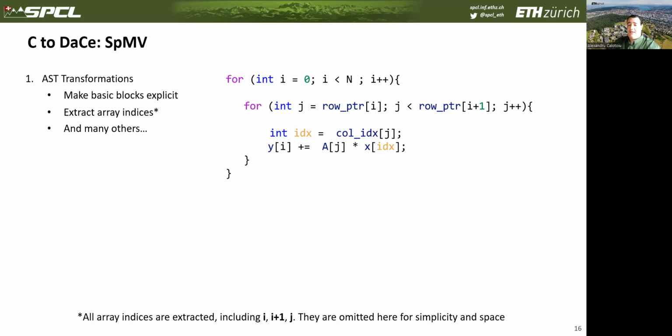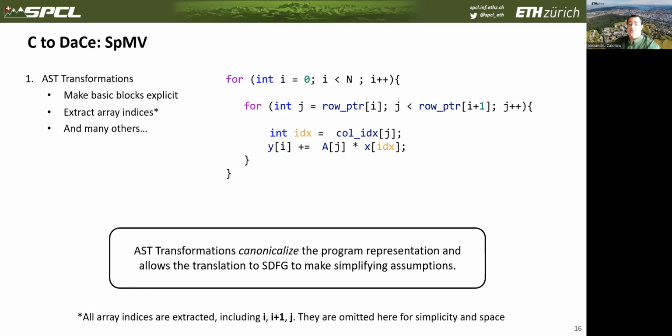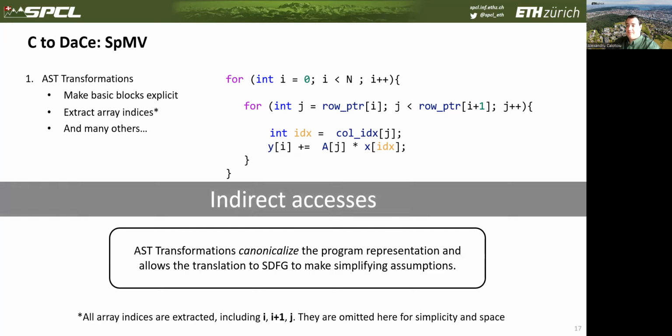The main goal here is to canonicalize the program representation and allow our translation to the SDFG to make simplifying assumptions. Now, a problem which most C compilers have is that indirect accesses are very difficult to analyze and are a significant obstacle in optimization.